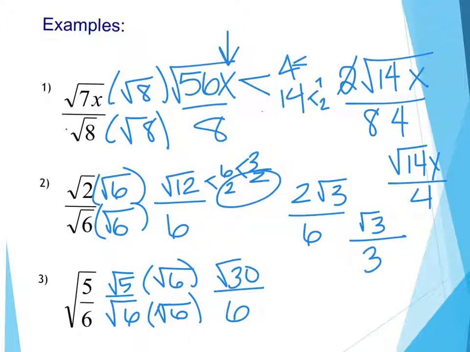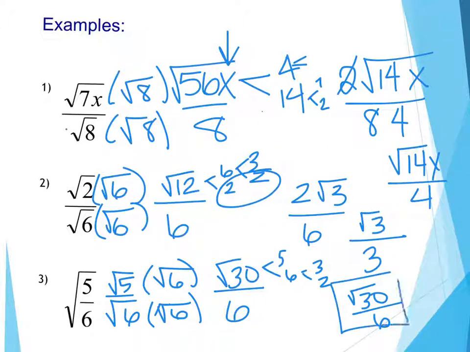And then I would want to see if 30 breaks down any further. So I can say 5 and 6. And I know 6 only can give me a 3 and a 2, and I don't see any pair. So it's factored, or it's simplified as far as it will go. So radical 30 over 6 would be my answer for that one.